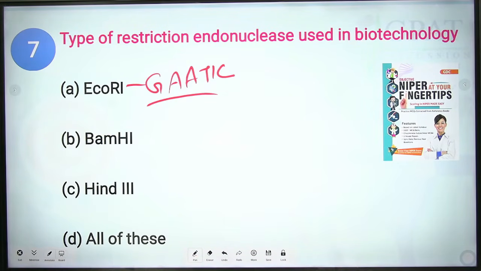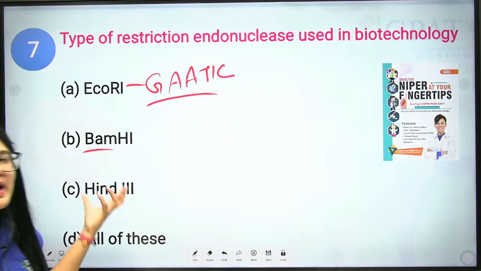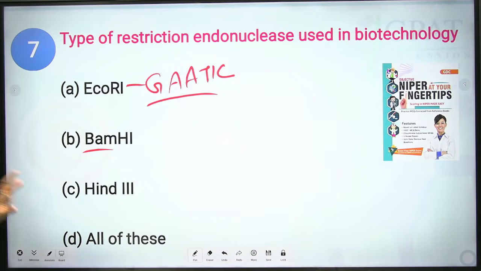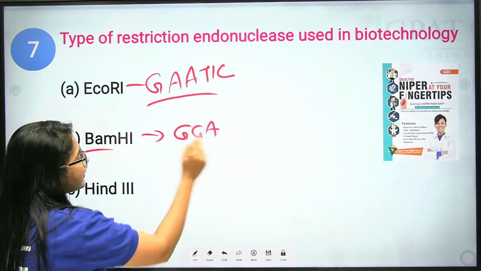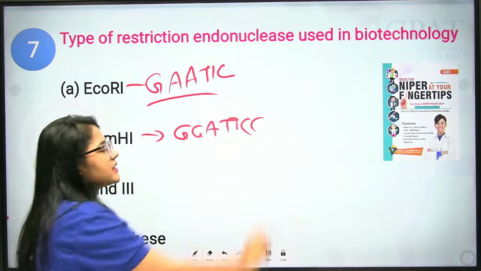Next we have BamHI. This is from Bacillus; obviously BAM stands for Bacillus. Next, this particular sequence is GGATCC. This is the correct one. Clear?